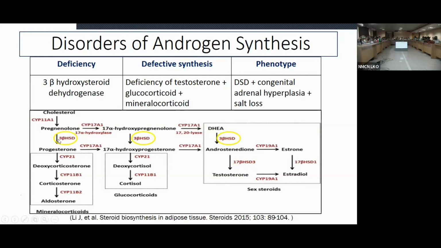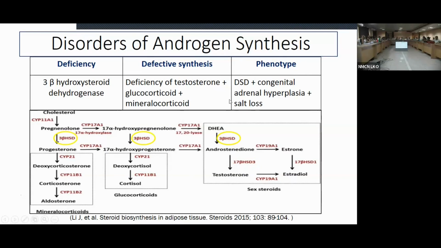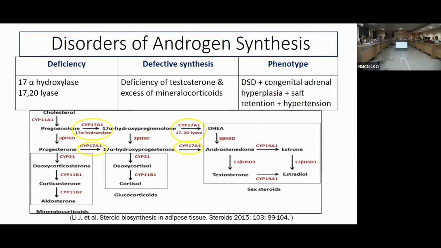Whereas if there is a deficiency of the 3-beta hydroxysteroid dehydrogenase enzyme, now this is involved in all 3 pathways, right? So if there is a block here because of this deficiency, all 3 pathways are getting compromised. So here there is a reduced production of testosterone, obviously, so you do get DSD here. But in addition, because there is a reduced production of mineralocorticoids and glucocorticoids, you will get salt loss and congenital adrenal hyperplasia also. So this is one of those conditions where this is a 46XY DSD with salt loss, CAH, and the ambiguity.